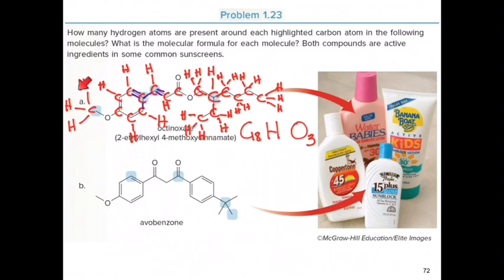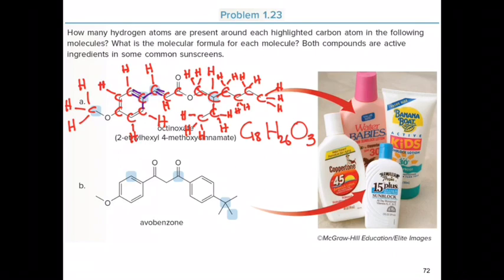We have 1, 2, 3, 4, 5, 6, 7, 8, 9, 10, 11, 12, 13, 14, 15, 16, 17, 18, 19, 20, 21, 22, 23, 24, 25, and 26. So this is the molecular formula for this molecule, C18H26O3. All right, so what about this next molecule here, avobenzone?